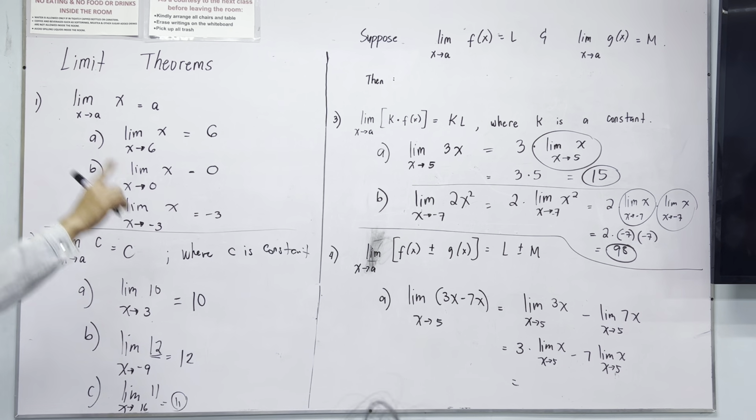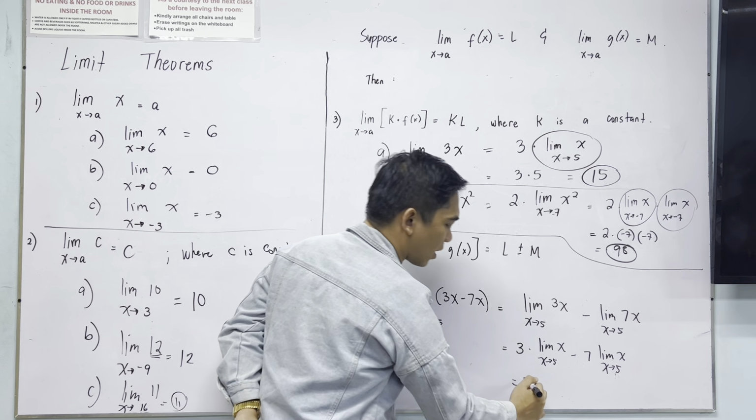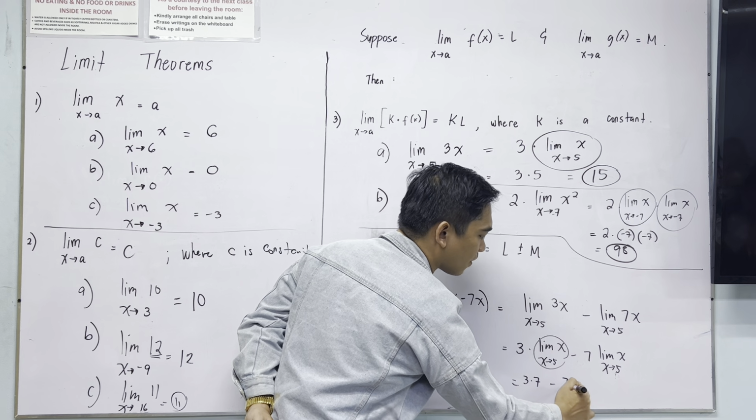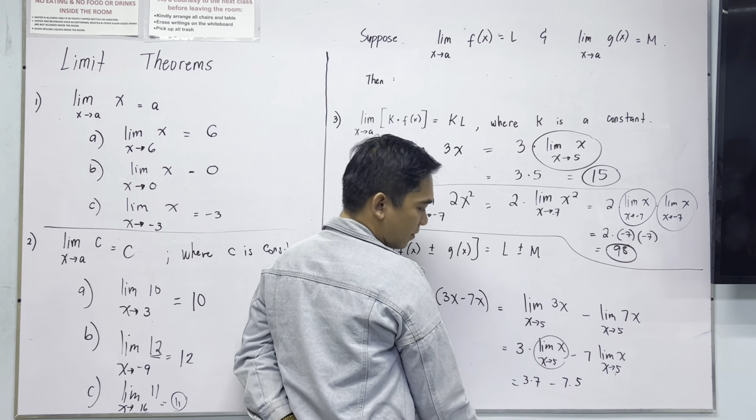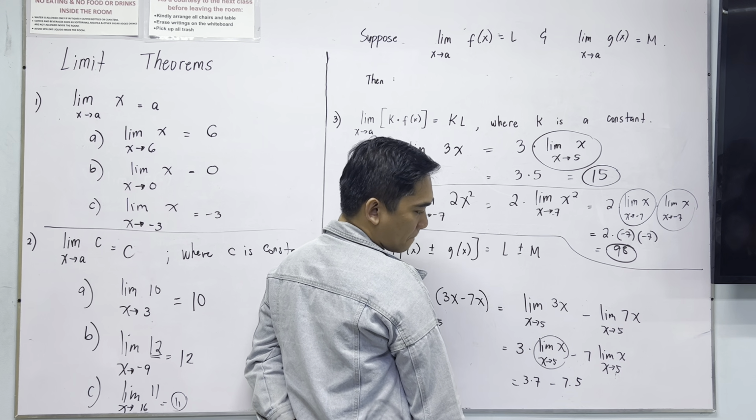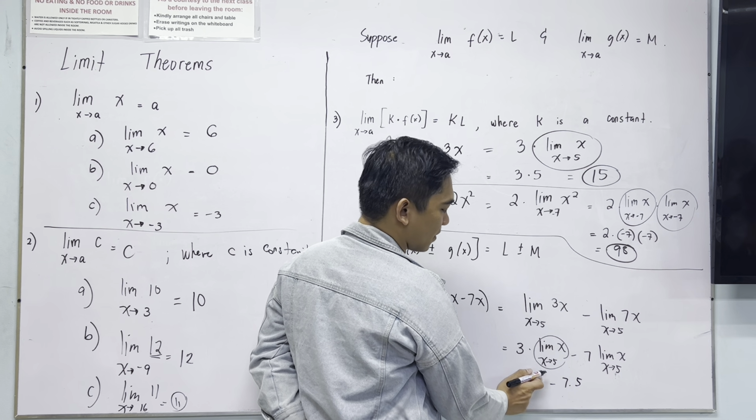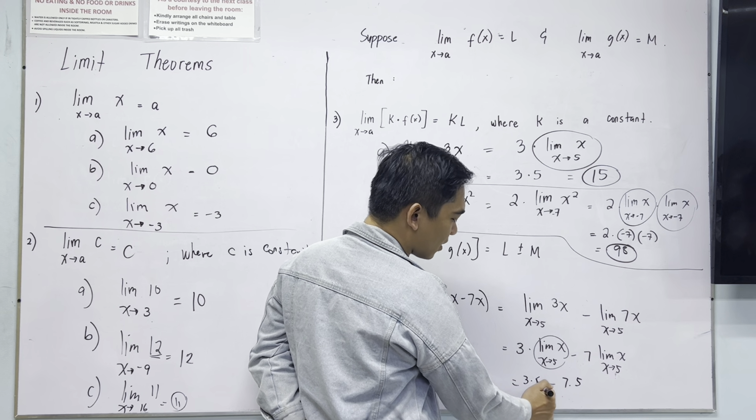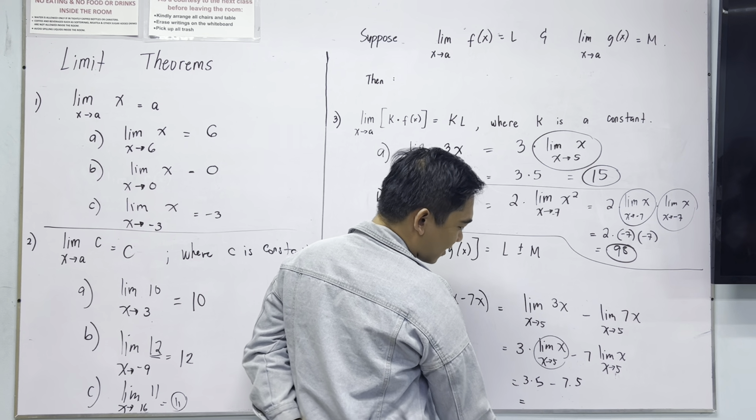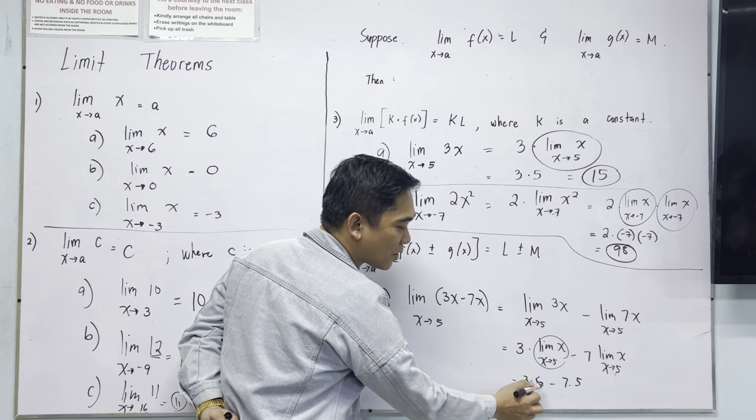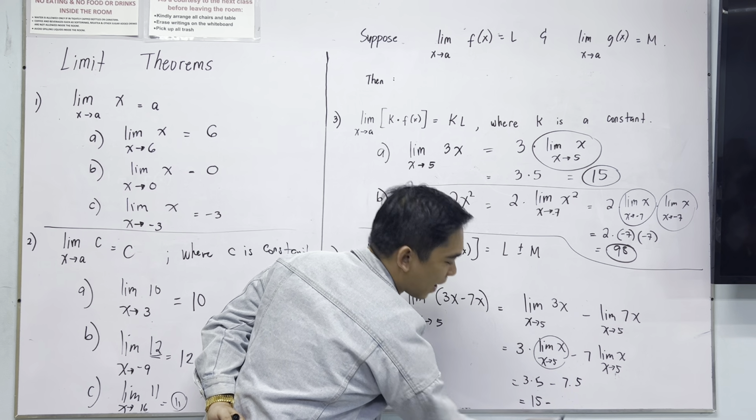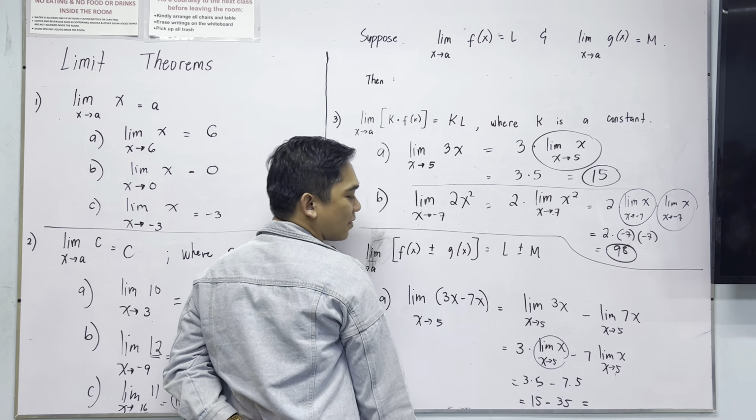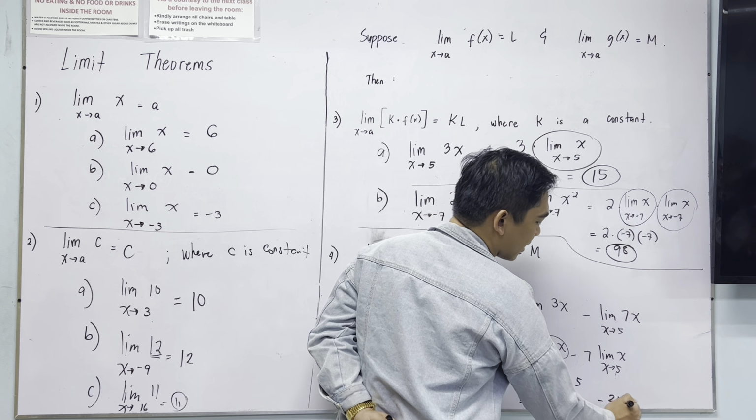Following theorem number 1, so 3 times 5 minus 7 times 5. 5 po, 3 sa 7. Yung naunang tinype mo. 5 sinabi ko, di ba? Opo. Eh, bakit 7 ang isinulat ko? So 3 times 5, 15, minus 7 times 5, 35. So we have negative 20.